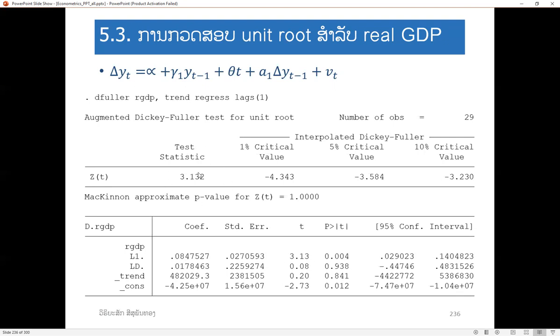So from here, if the test statistic 3.13 is lower than the critical value, then we can say it's stationary. If it's not, then it's non-stationary, which means that we have a unit root. When you compare here, you see that this is positive and this is negative, so it's not possible that this one will be lower than this. So we say that the raw data on real GDP is non-stationary, or it has a unit root.